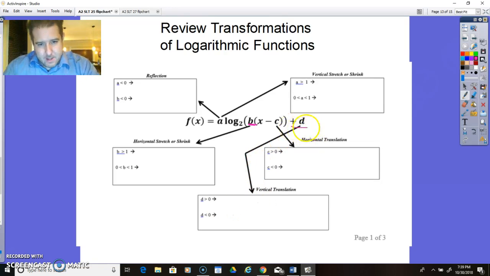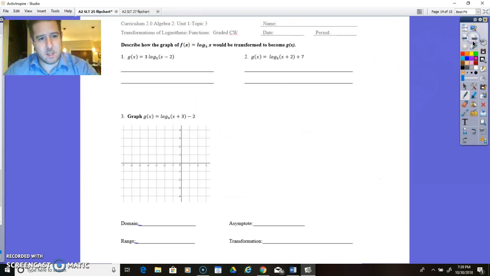All right, and last but not least, C and D. C determines if it moves left or right. So if it's minus a number, then it's actually moving to the right. If it's plus a number, then it's moving to the left. And D, if it's a minus number, it's going down. If it's plus a number, it's going up, just like you normally would think.